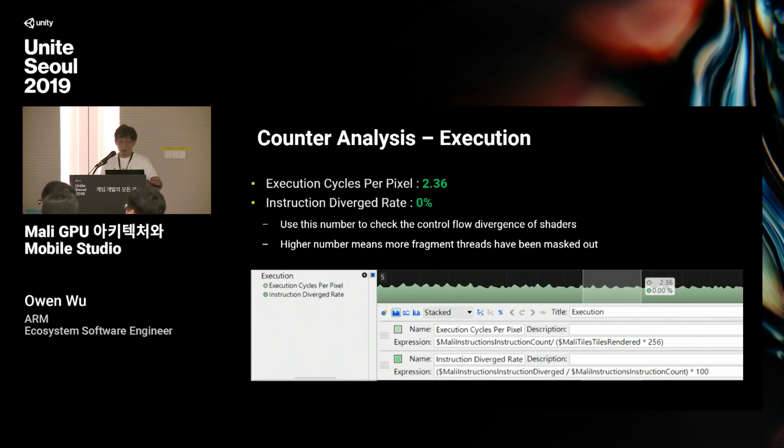Okay, so about the occlusion, you can use the instruction divergence rate to check if your game has too much flow control divergence in the shader. A higher number means more fragment threads have been masked out, and it is worse for performance, because the GPU will compute all the possible results, mask out the others, and choose the correct one.